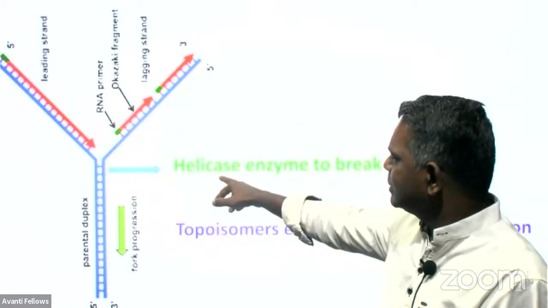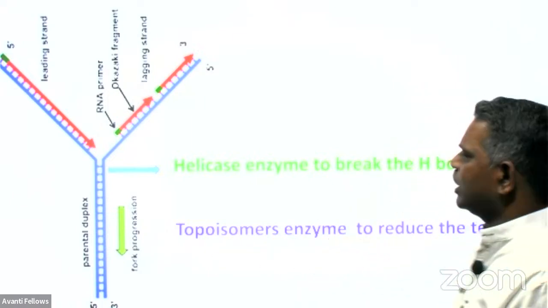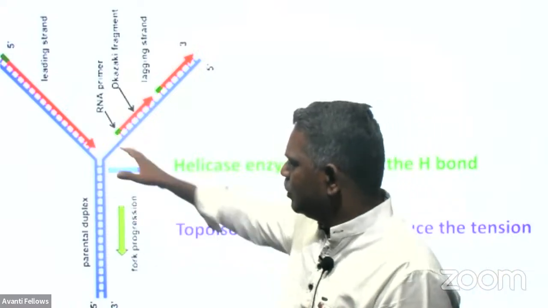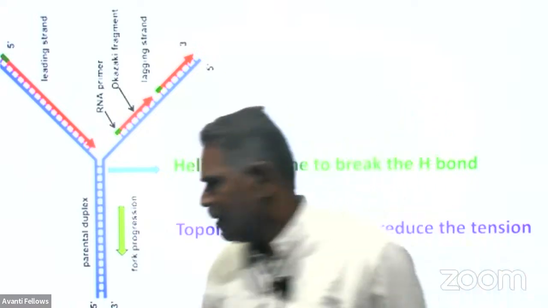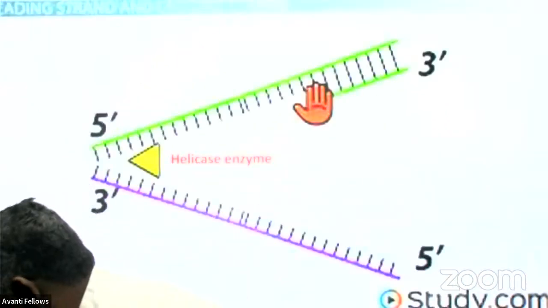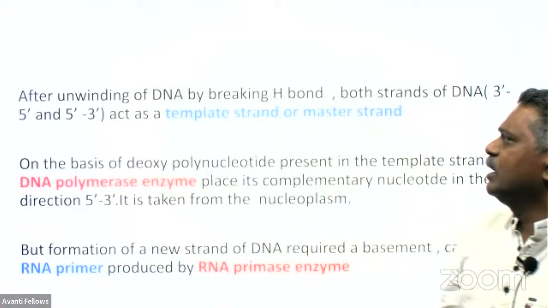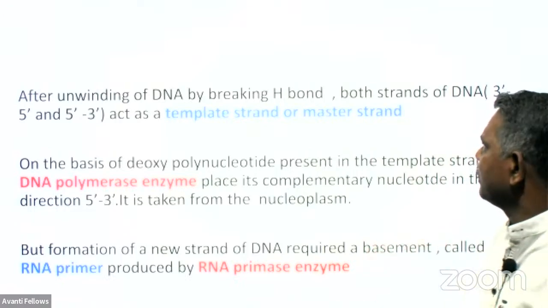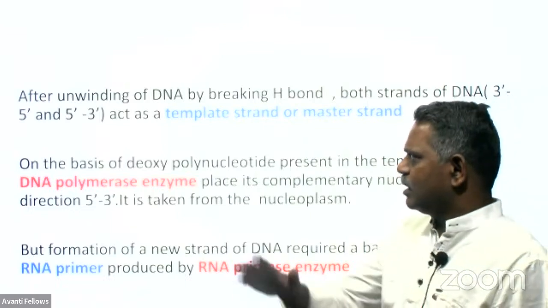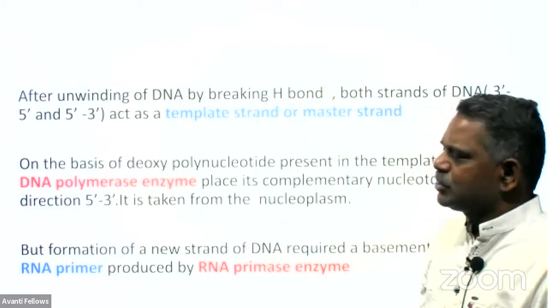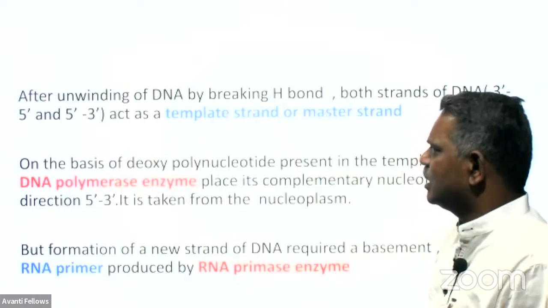So helicase enzyme breaks the hydrogen bond and topoisomerase enzyme reduces the tension in this region during the separation of the complementary strands of DNA, right? And see another thing. After unwinding the DNA by breaking the hydrogen bond, there are two strands of DNA. One is the 3' 5' strand, another one is the 5' 3' strand.